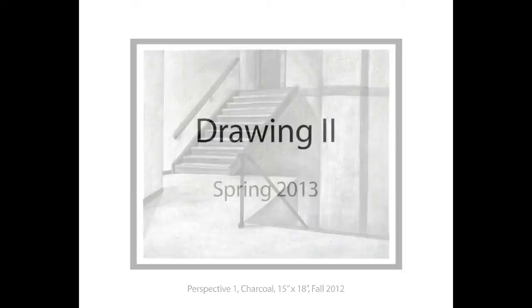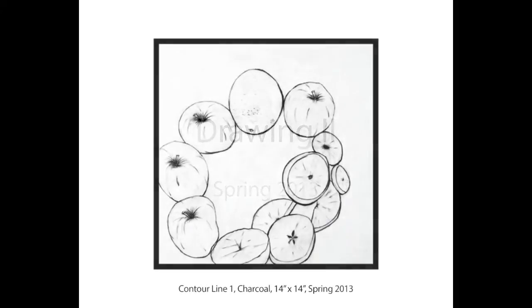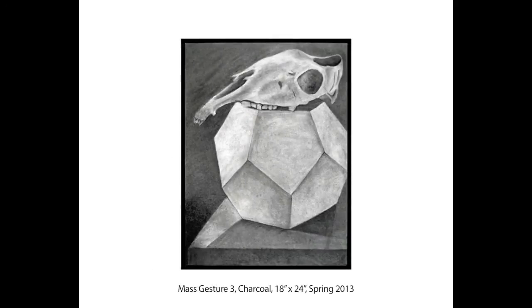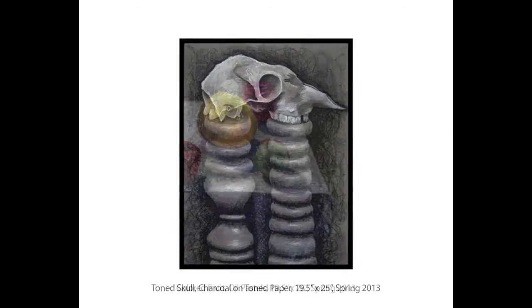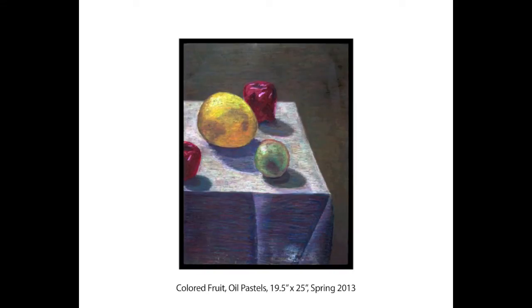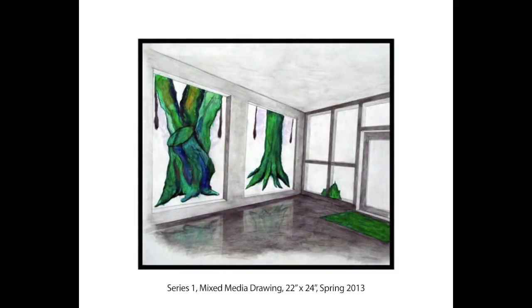Moving on to Drawing 2, we continued studying contour techniques, particularly contour line and composition, also refining techniques in mass gesture of observational-based still lifes, and learning tonal drawings on toned paper. Building up an understanding of color was a big part of Drawing 2, and using mediums such as oil pastels as well as mixed media in series-based work that we were given the opportunity to choose our own subject matter.